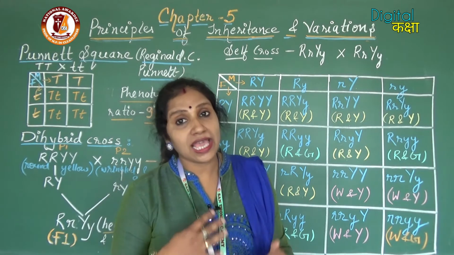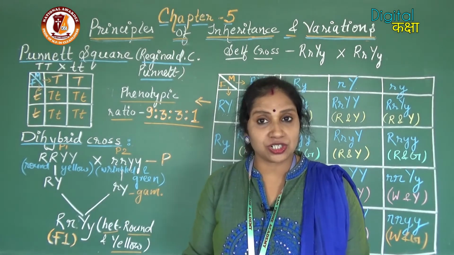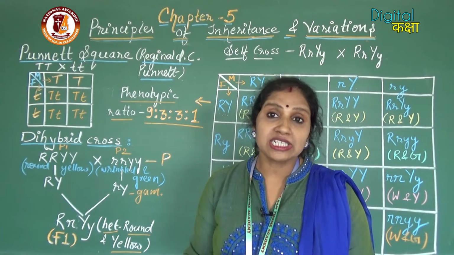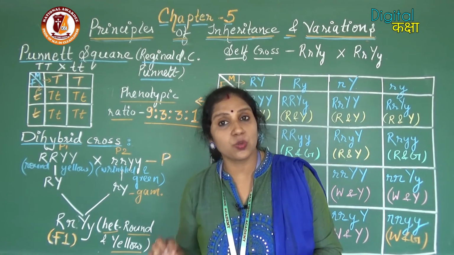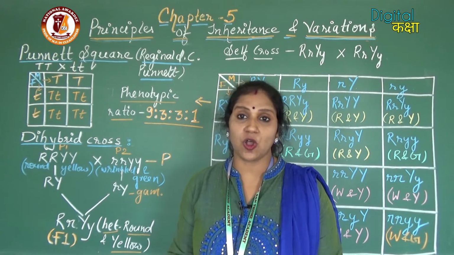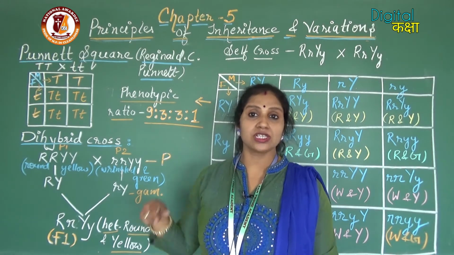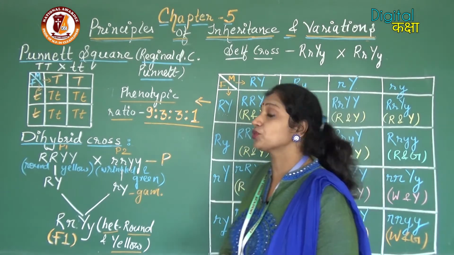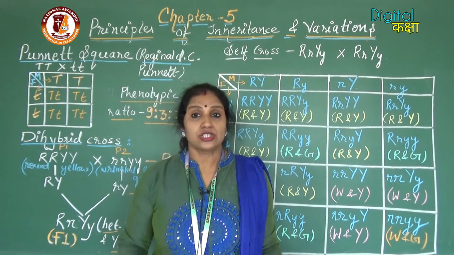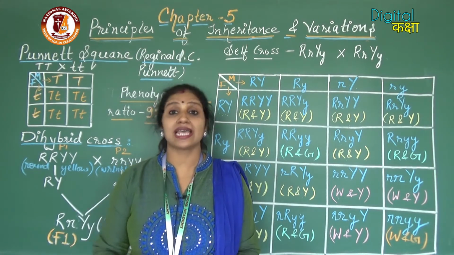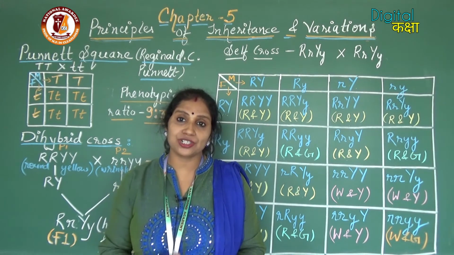So in case of a dihybrid cross, the phenotypic ratio is always 9:3:3:1. So this was about the dihybrid cross. In dihybrid cross we get a ratio that is 9:3:3:1. So we have seen the Mendel's monohybrid cross and Mendel's dihybrid cross.